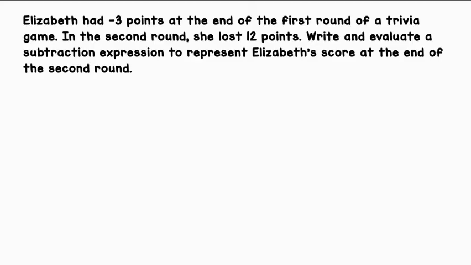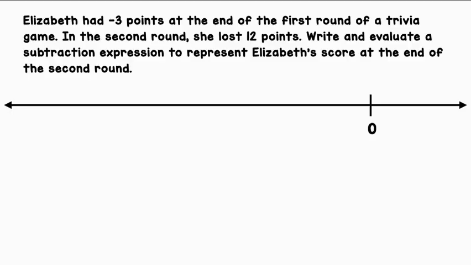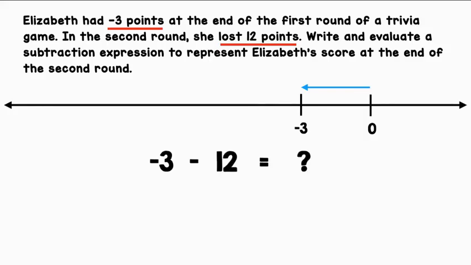Elizabeth had -3 points at the end of the first round of a trivia game. In the second round, she lost 12 points. Write and evaluate a subtraction expression to represent Elizabeth's score at the end of the second round. Let's represent this situation with a horizontal number line. She has -3 points at the end of the first round. Then in the second round, she loses 12 points. So let's subtract 12. That will give us her score at the end of the second round.